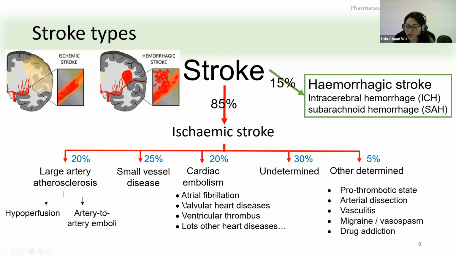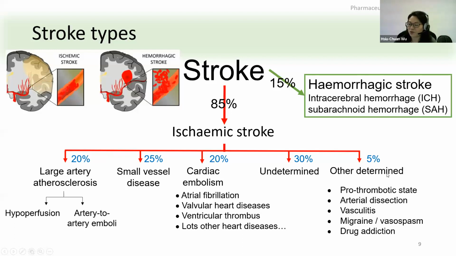And we have valvular heart disease. That means sometimes the doors between the rooms have some problem, so they will also produce emboli from your heart to your brain. And sometimes the ventricle has a thrombus itself, so the thrombus will just travel all the way to your brain. Lots of other heart diseases will also cause ischemic stroke. And for a large part of ischemic strokes, even though we try our best, we still can't determine the etiology of the cause, which we call undetermined.